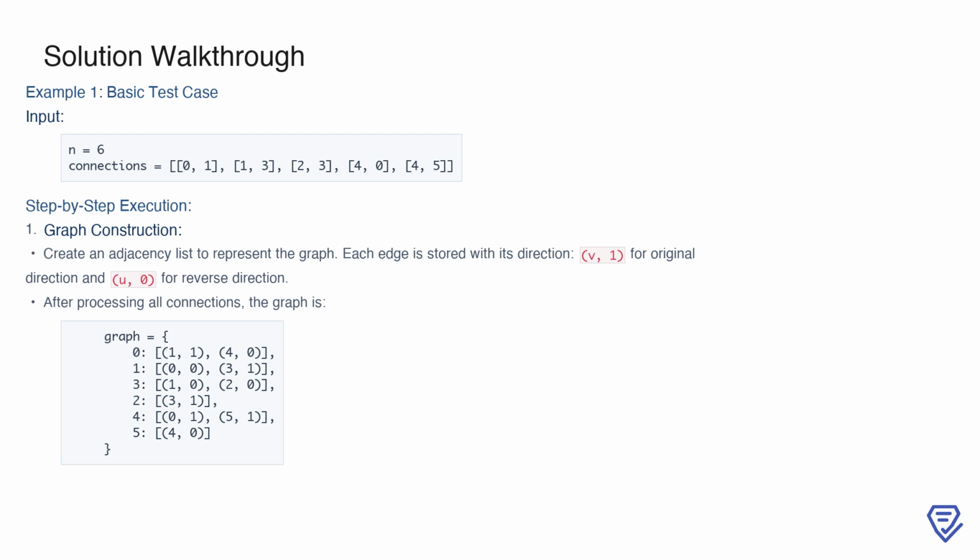After processing all the connections, the adjacency list for the graph is displayed. For example, City 0 has outgoing edges to City 1 in the original direction and to City 4 in the reverse direction. Similarly, City 4 has an incoming edge from City 0 and an outgoing edge to City 5. This graph structure will be used in the next steps to determine the minimum number of edges that need to be reordered to ensure all paths lead to City 0.